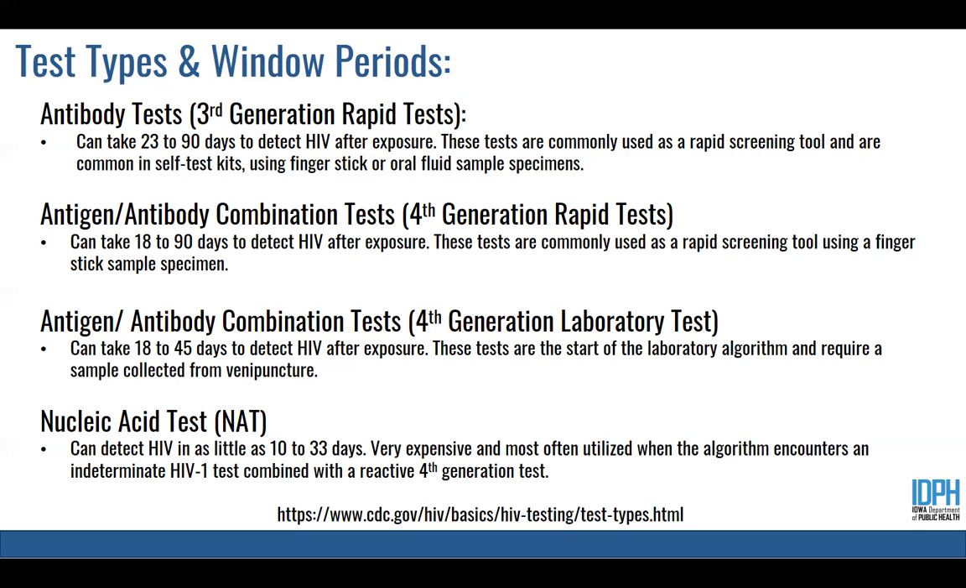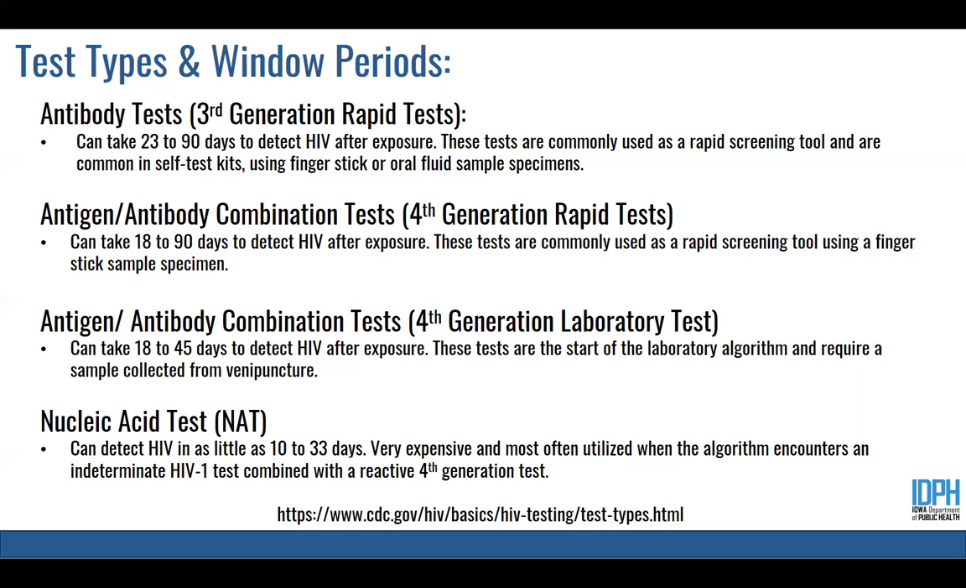Also commonly used as rapid screening tools, and they do use a finger stick sample collection, so processing a whole blood sample to run those tests. There's also the antigen and antibody combination test, which is the fourth generation laboratory version of this test. Again, with a shorter window period, taking 18 to 45 days to detect HIV after exposure. And this test really is the start of the laboratory algorithm that I showed you on the previous slide, and this does require a sample collection from venipuncture, so a full blood draw.